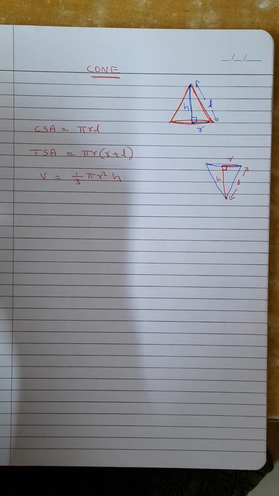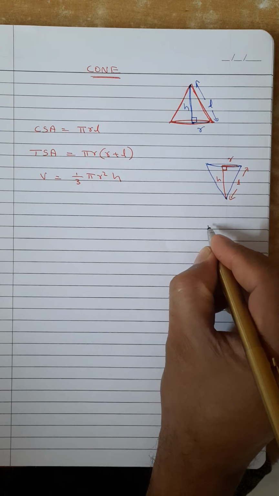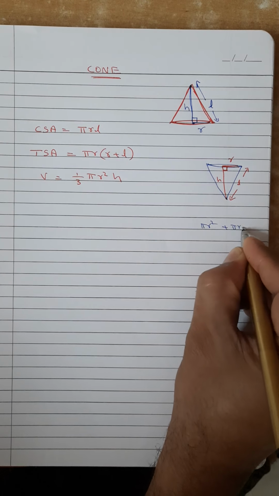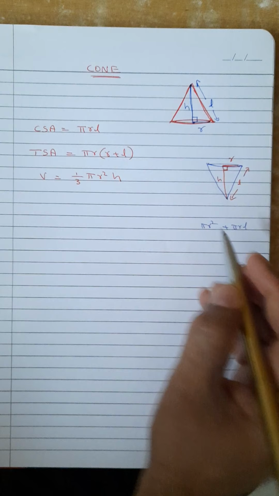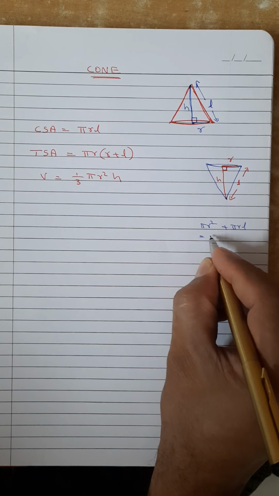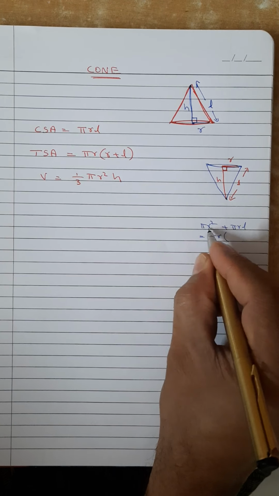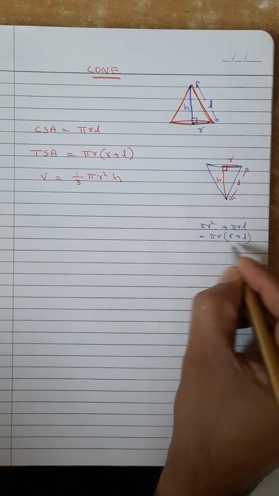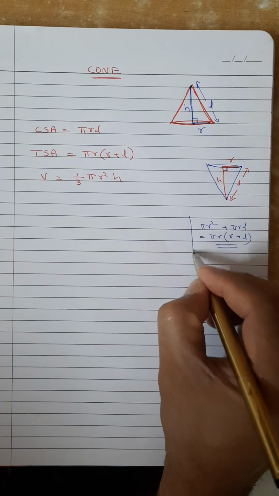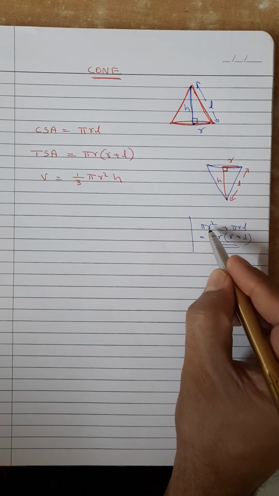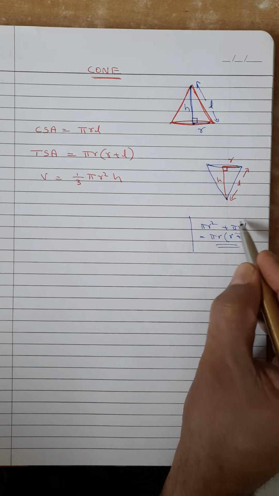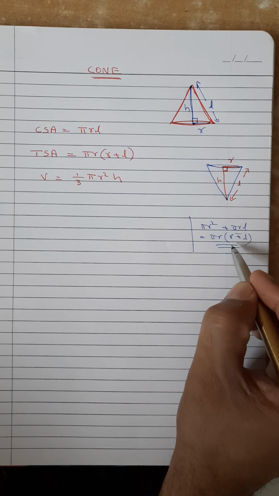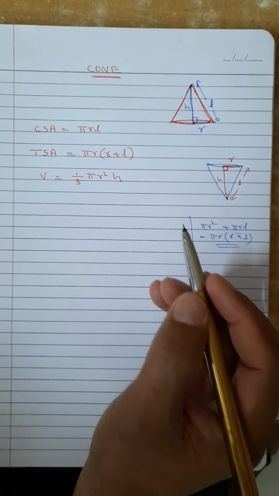And what is the meaning of TSA? TSA means pi R square, that is the base, plus pi RL, that is the CSA. Adding CSA pi RL and base pi R square, pi R is common, so R remains here and one L remains there. This is the TSA formula. So TSA means curved surface plus base. But we will not do this work every time. We learn it by heart directly.